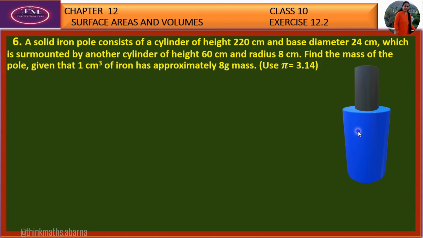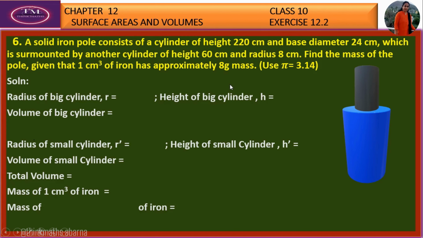So if you add, we will get the total volume of this iron pole. Now what we have to do, it is given that 1 centimeter cube of iron has approximately 8 gram mass. So we will know the complete volume, how much it occupies, the volume of this solid iron pole. So with that we have to multiply the 8 gram mass to find out the mass of the total volume of iron. Okay children, I hope you can understand. So let us start the solution.